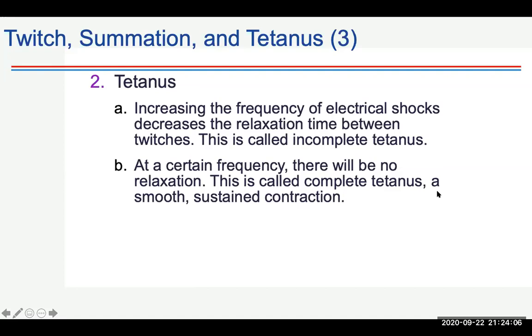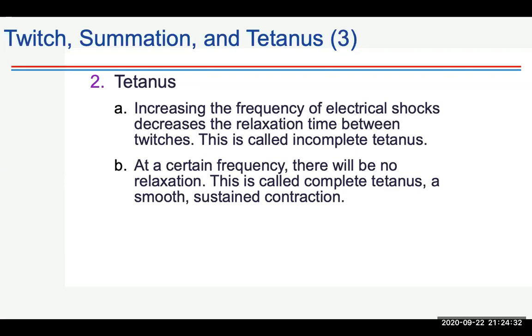Tetanus is increasing the frequency of electrical shocks. And when we do that, that decreases the relaxation time between twitches. This is called incomplete tetanus, when there's still an amount of relaxation time between twitches. At a certain frequency, there will be no relaxation at all, and this is called complete tetanus, which will be a smooth, sustained contraction where your muscle is constantly contracting.